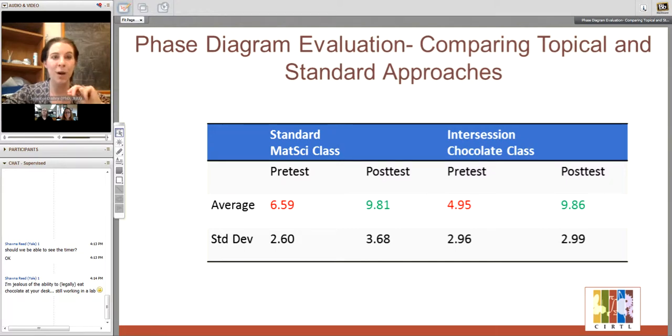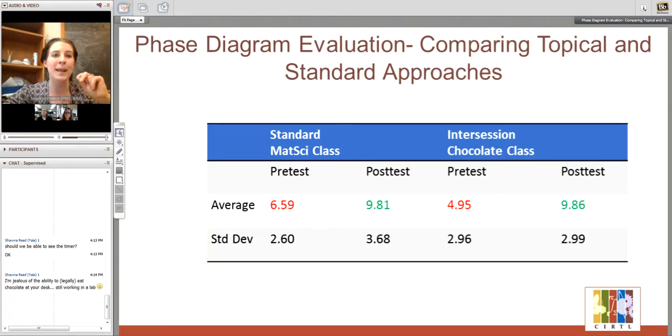The only difference was that I switched out pictures and a group problem. Instead of a question about magnesium and steel, I made it a question about chocolate chips and ice cream. That was the only difference. So I was really happy that I was able to control all of these other variables and really just make it a question about how this topical approach impacts student learning. And I think that, yeah.